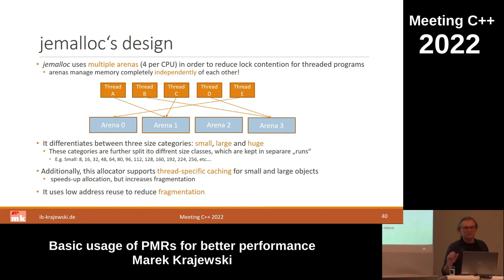Additionally, these allocators support thread-specific caching, like TCMalloc. This means each thread has a thread-local memory with the most accessed objects in there.